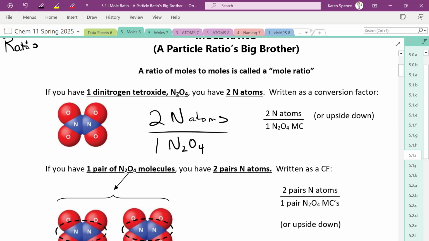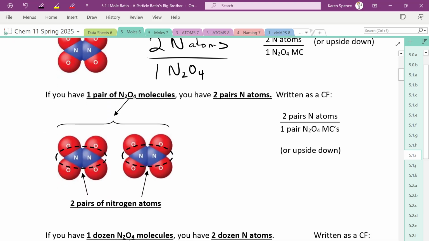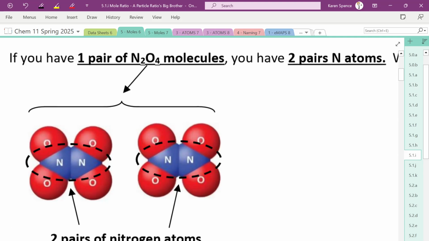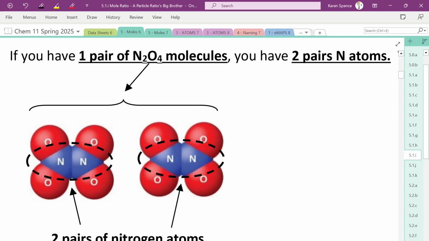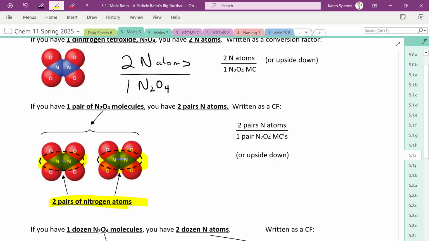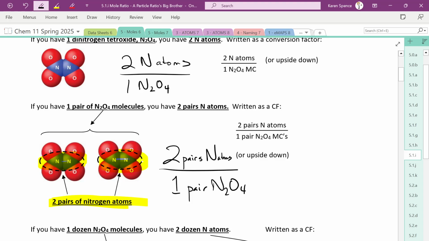Let's come back here. Now, if we have a pair, how many is a pair? A pair is 2. So if we have a pair of N2O4 molecules, there's 2 of them. We have 2 pairs of nitrogen atoms. The ratio is still 2 pairs of N atoms to 1 pair of N2O4. We still have the ratio 2 to 1. So far, so good? Okay, we're just scaling that ratio up.